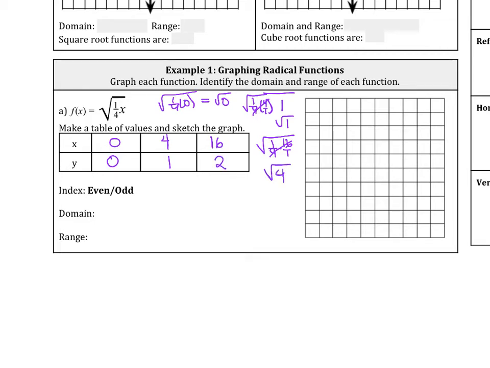Okay, so I just want you to see this so that you know what's kind of happening to the graph. The index in this case, if there's nothing there, it's a square root, therefore the index is even. So let's graph it. Let's make this our y-axis. Let's make this our x-axis. I'm going to scale it to 4, 6, 8, 10, 12, 14, 16, and then I'm going to go by ones on the y-axis. So we have 0, 0. And at 4, we're at 1. At 16, we are at 2. And so this is our graph.